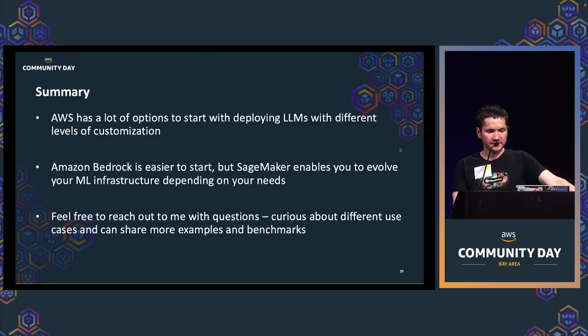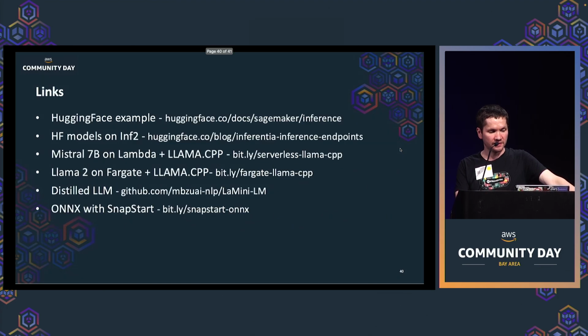So to summarize, AWS has a lot of options to start with deploying large language models with different levels of customization. Bedrock is easier to start, but SageMaker enables you to evolve your ML infrastructure depending on your needs.